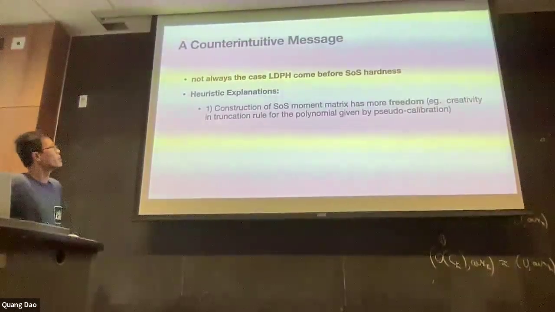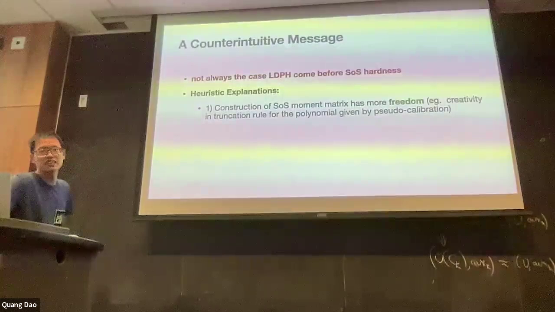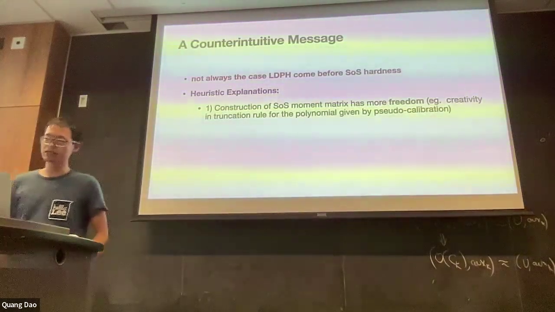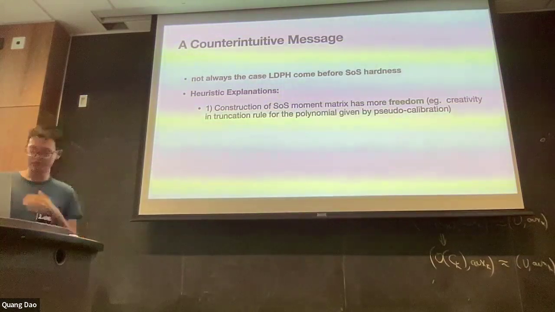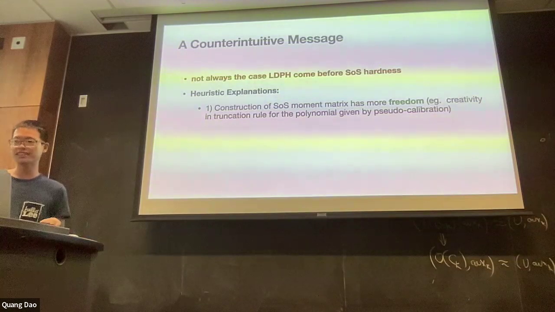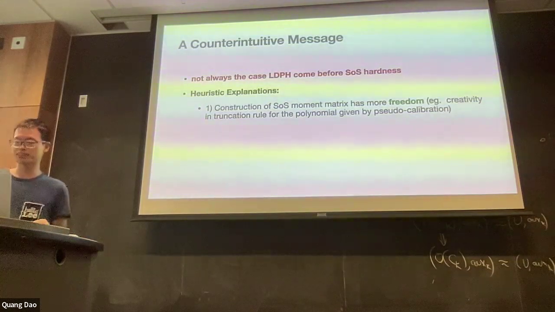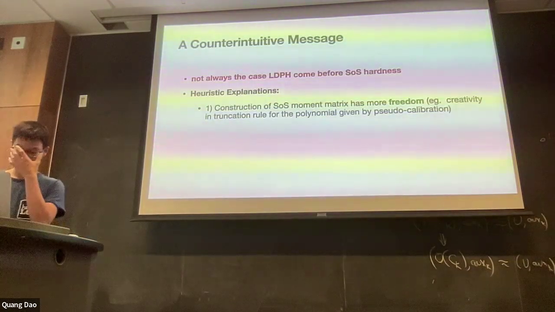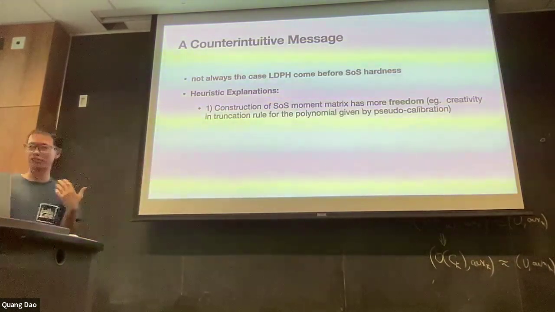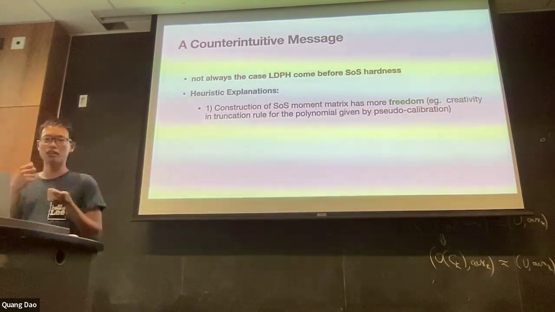And there are more heuristic explanations here. Because you care about the refutation question as opposed to the distinguishing question in the vanilla SOS formulation, you actually have more freedom in designing the SOS moment. You don't have to take the SOS moment as given by the low degree polynomial, like a similar calibration.